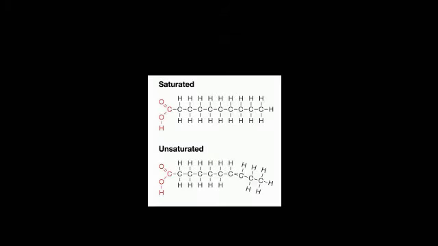So fatty acids can be classified into two main categories, that being saturated and unsaturated fatty acids. Here we can see a saturated fatty acid, and below that an unsaturated fatty acid. Basically the distinction between the two lies in the existence or the absence of double carbon bonds. So here we see a double carbon bond, whereas in the saturated fatty acid we do not see that.